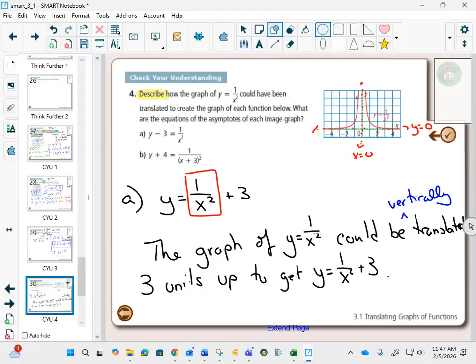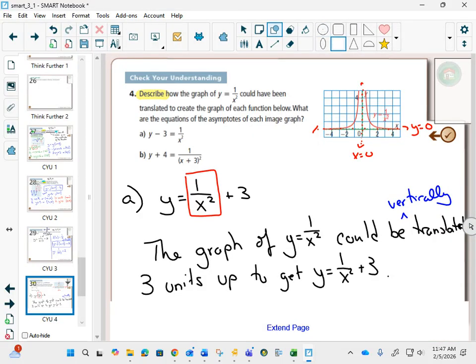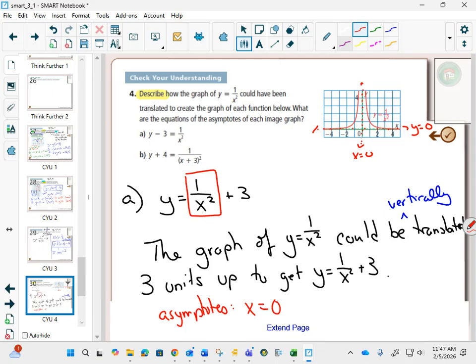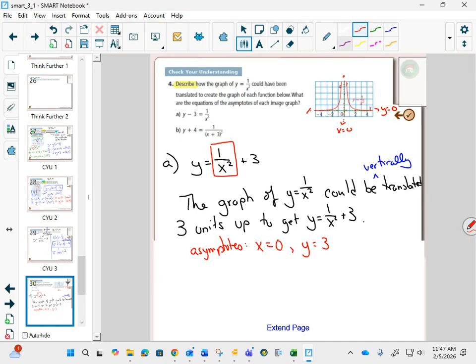This question also asked us to say what the new asymptotes would be. The x equals 0, if you move it up, is going to stay at x equals 0. But the y equals 0, if you move it up 3, will now be at y equals 3.